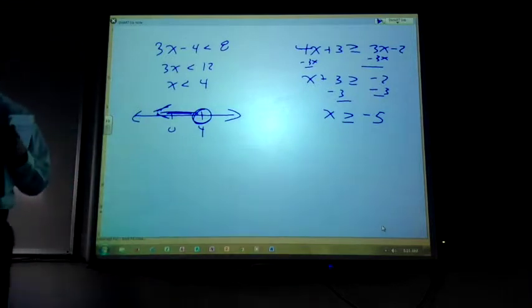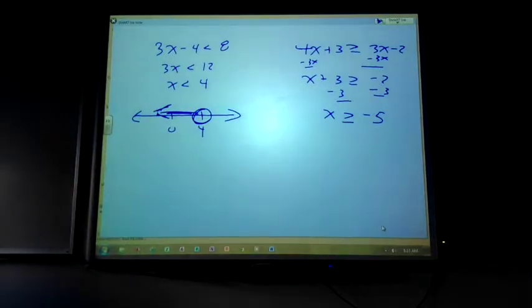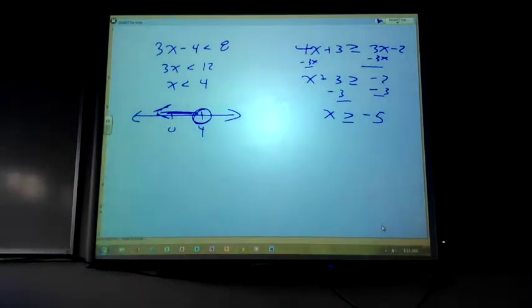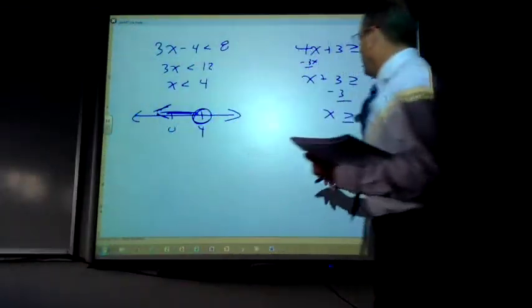Okay? Why is it an open dot? Because it's not an equal sign. And the open dot, if it was two-dimensional, meaning x and y, would mean what kind of line other than straight? Dotted. Good. Okay, so open dot and dotted line if it's x, y.